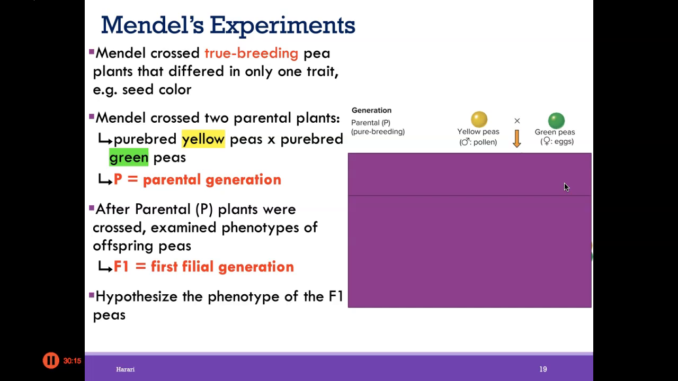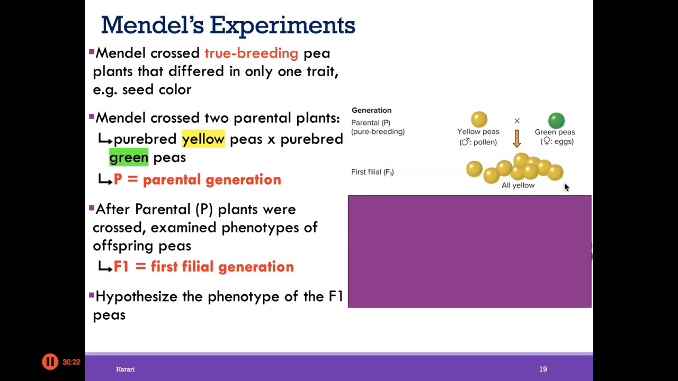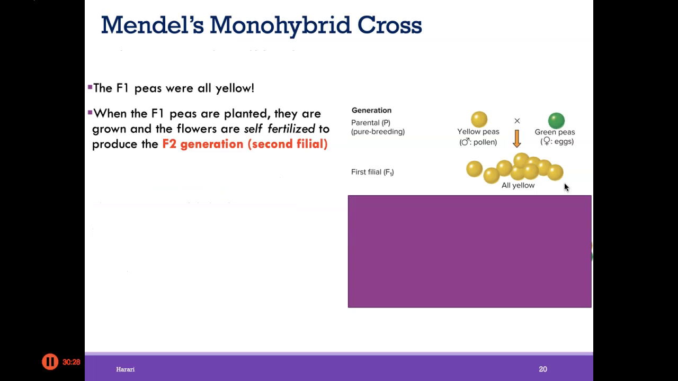So right now, pause and hypothesize the phenotypes of the F1 peas. So the F1 generation was all yellow. Is this what you expected or not? Right? When the F1 peas were planted, they were grown, and then those flowers were self-fertilized to produce the F2 generation. The second filial generation is the offspring of the F1 generation. So now we're taking these F1 plants, these peas, and we're crossing them to each other.